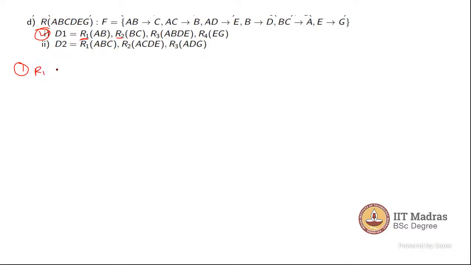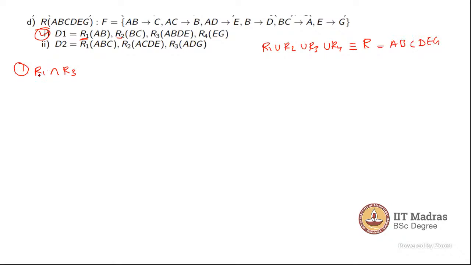So R1 intersection R3. But before that, you have to check R1 union R2 union R3 union R4. It must be equal to relation R. If this is not true, then your decomposition is directly a lossy decomposition. So here A, B, B, C, A, B, C, D, E, G. I am getting all the attributes here: A, B, C, D, E, G. So our first condition is satisfied.